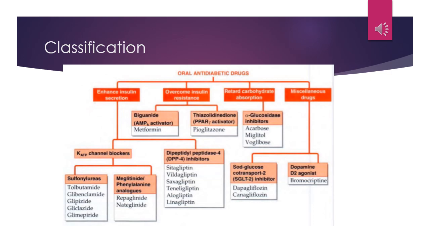Acarbose and miglitol, these alpha-glucosidase inhibitors, inhibit carbohydrate absorption. They inhibit breakdown of complex carbohydrates and thereby decrease absorption of complex carbohydrates. New drugs are coming up like dapagliflozin, canagliflozin, empagliflozin. They are SGLT2 inhibitors. They decrease blood sugar by a novel mechanism. And some other drugs like dopamine D2 receptor agonist, exenatide, liraglutide as well. They are also used in type 2 diabetes mellitus.